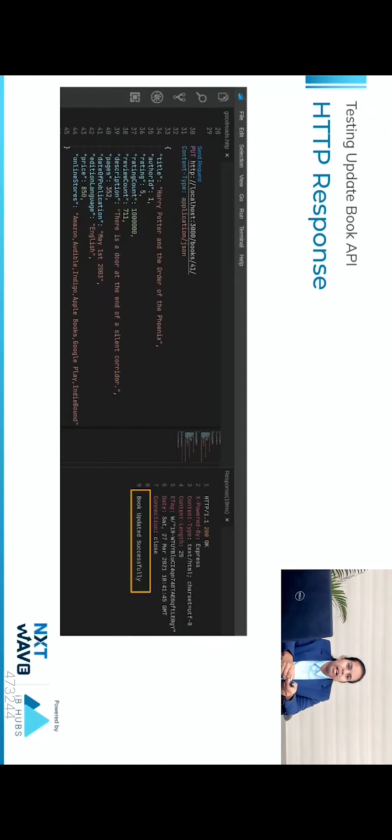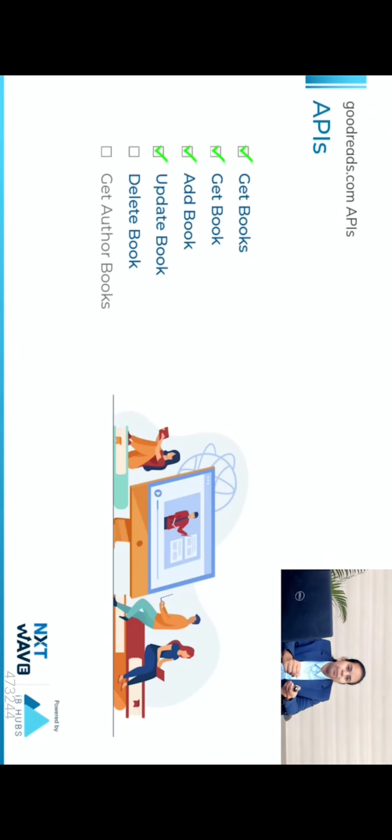We have already seen about this and tested this API. So we got this result as book updated successfully. So updateBook API is done, right? Now, another API is deleting the book, right? So let's see about this. Here, we are going to see about the delete HTTP request.